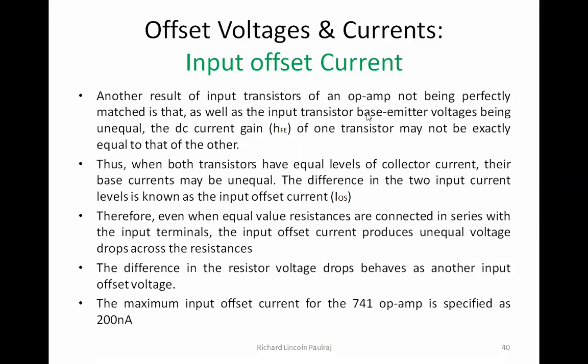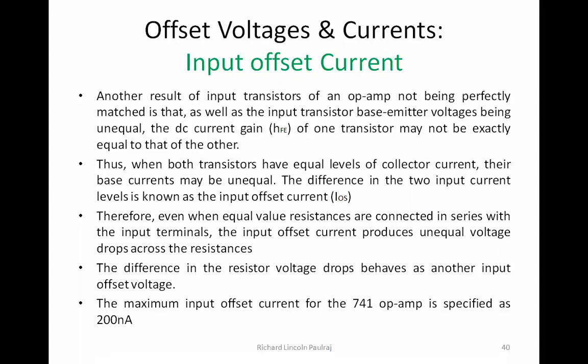as the input transistor base emitter voltages being unequal. So what is this base emitter voltage? VBE. The gain which you see in the current of one transistor may not be exactly equal to that of the other. So why is it so? Why is the gain changing? Because of the difference in voltages, because of the difference in resistances, because of the change in drop across these resistances. So because of which we will be able to see that even the gains are different.